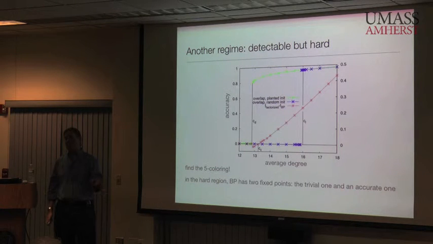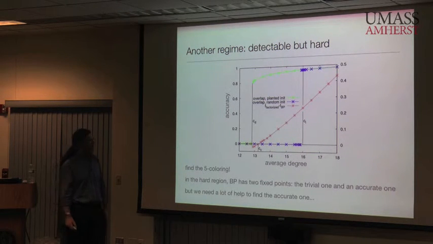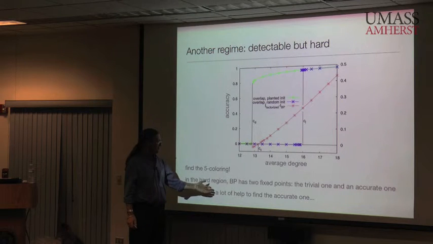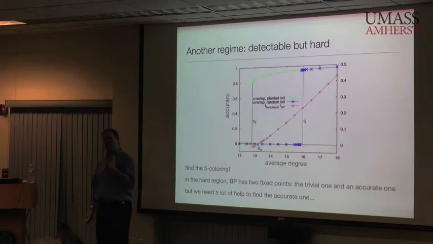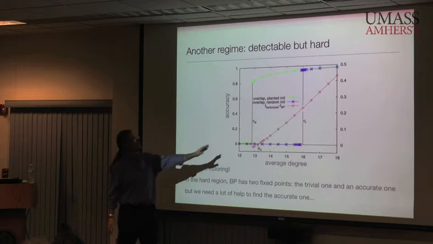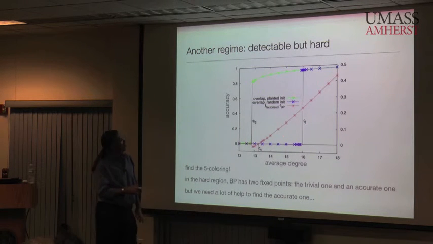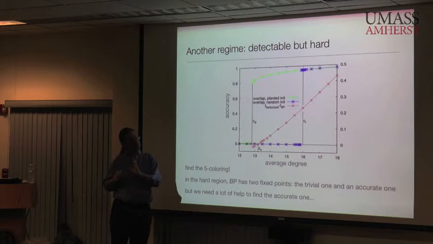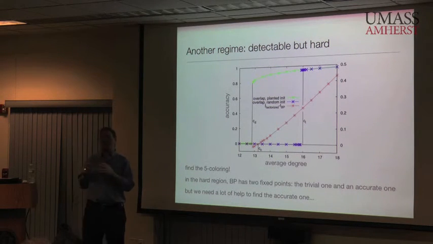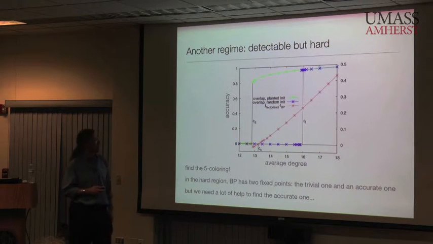Everything I just said is totally non-rigorous. So if you're a theorem prover, drop everything else and start working on this. So the point is, you need a lot of help. You need a strong initial hint in this regime to find that accurate fixed point. So what we say is that in this regime, finding the community structure is information theoretically possible, but we think it's exponentially hard. That you would really have to scan the entire space of messages or do many, many independent runs to find that good fixed point.